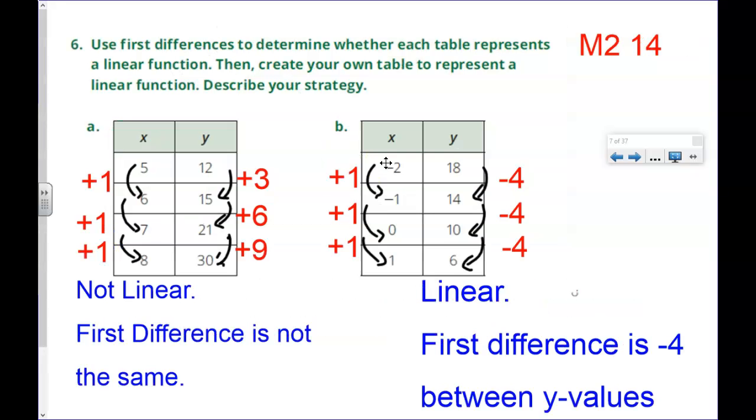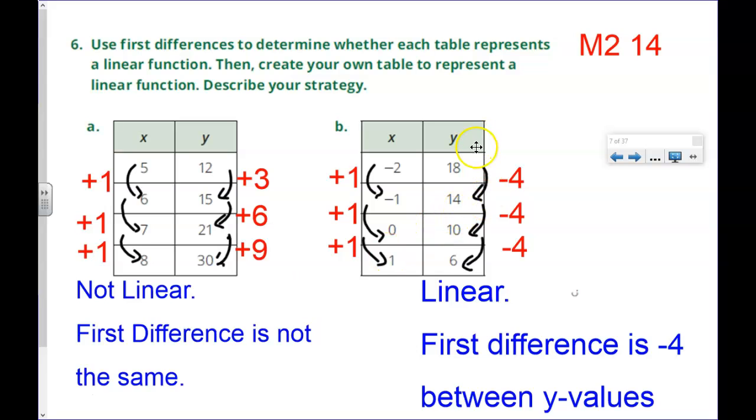At the bottom of page 14, you guys were asked to determine if something was linear or not. So in order for it to be linear, the difference between my y values has to be consistently the same. So if I look from 12 to 15, it looks like I'm adding 3 here, but then I'm adding 6 here, and I'm adding 9 here. So in this case, the first difference is not the same, so my sequence is not linear.